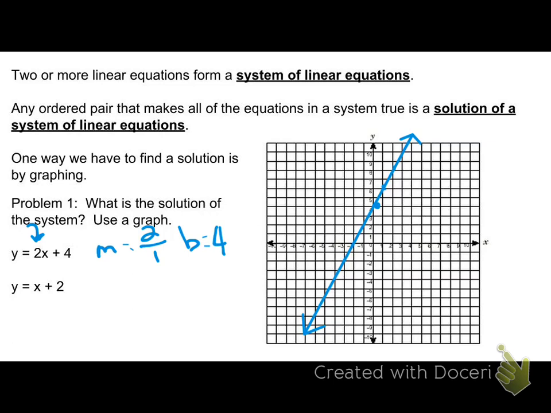Now, here's the new twist. We have 2 equations in a system. We graph the second equation. Ladies and gentlemen, what's the slope of our second equation? How do I make it a fraction? Put it over 1. What's b? Very good. So once again, you know where to start. It's a 2. The number in front tells you how to get from place to place.